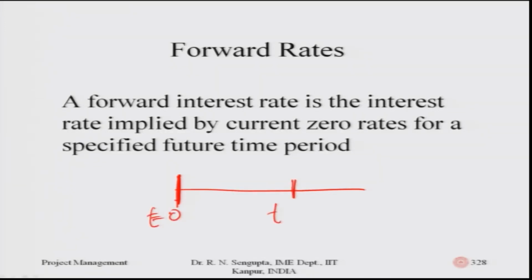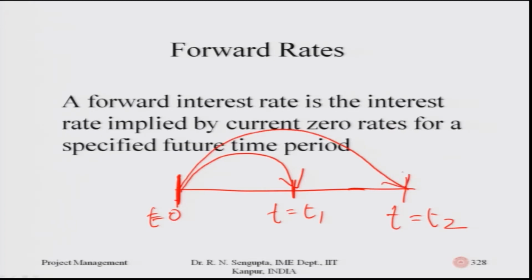Consider this is t equal to t 1 and this is t equal to t 2. So, I have the 0 interest rate from 0 to t 1, and also the 0 interest rate from 0 to t 2, and correspondingly all the 0 rates are there. What is of major interest to me is the interest rate which is applicable if I start my clock at t equal to t 1 till the time t equal to t 2.